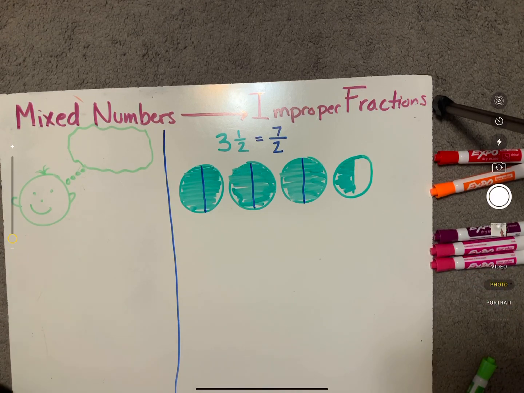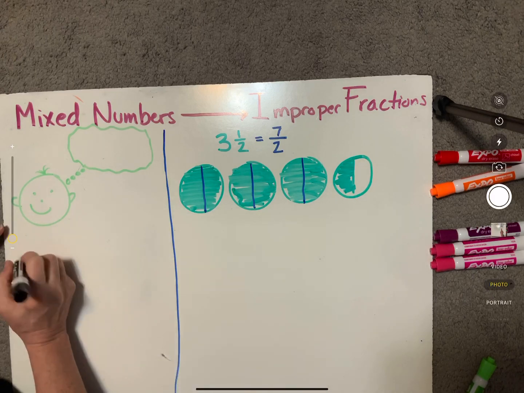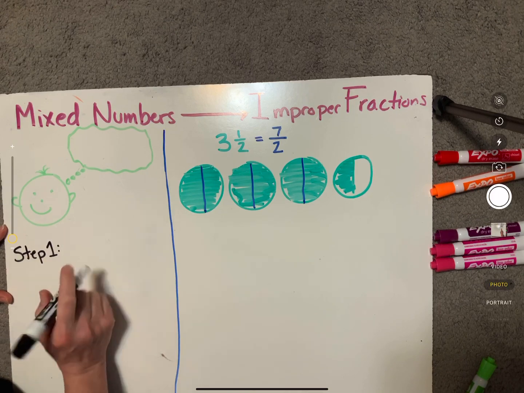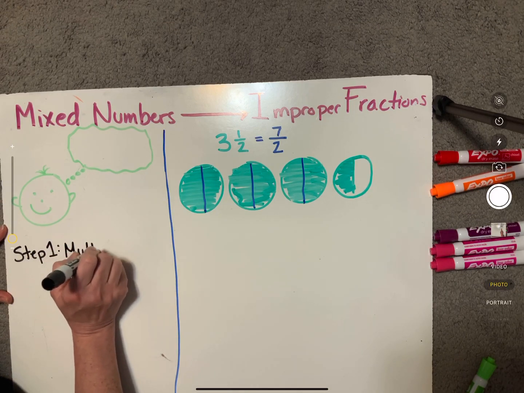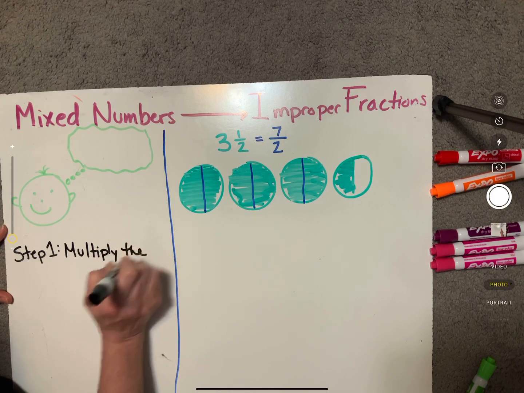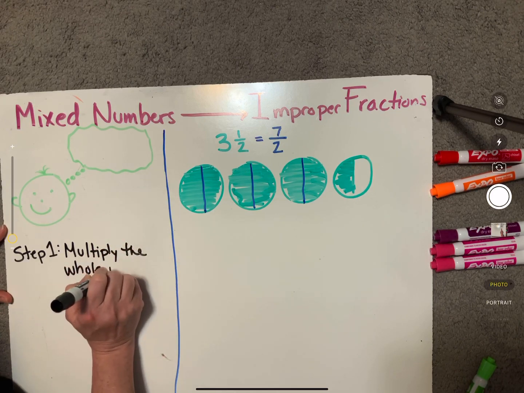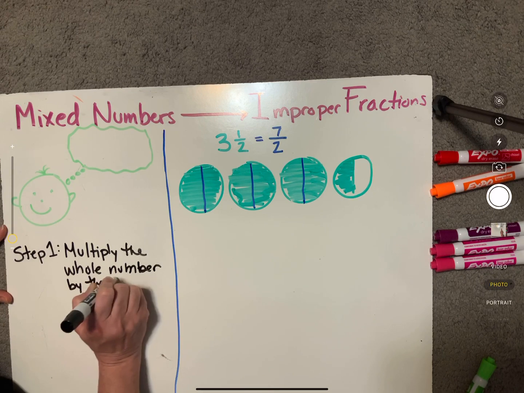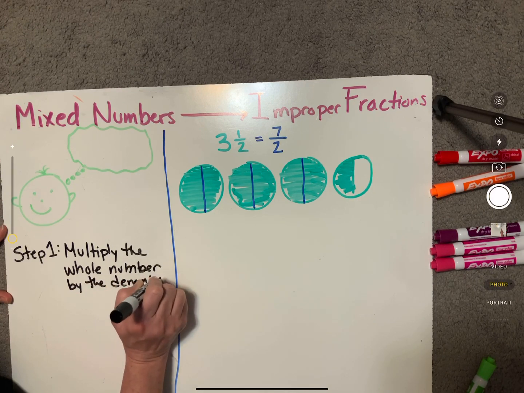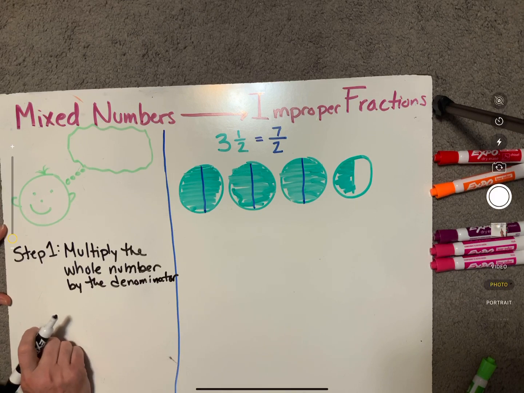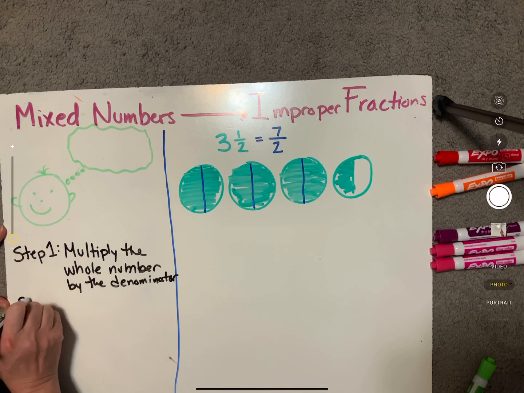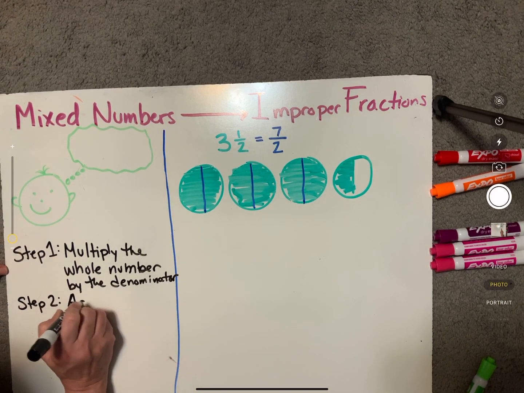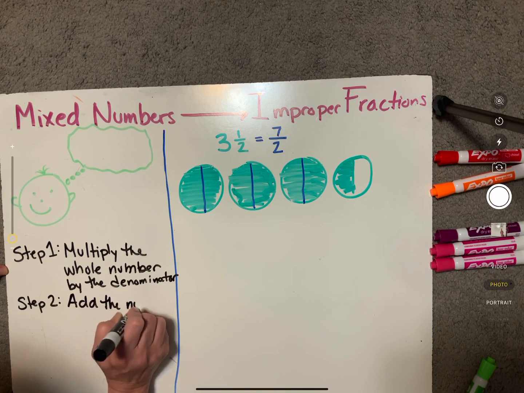Step 1, when changing a mixed number into an improper fraction, is to multiply the whole number by the denominator. So that's step 1. Then for step 2, you are going to add the numerator.